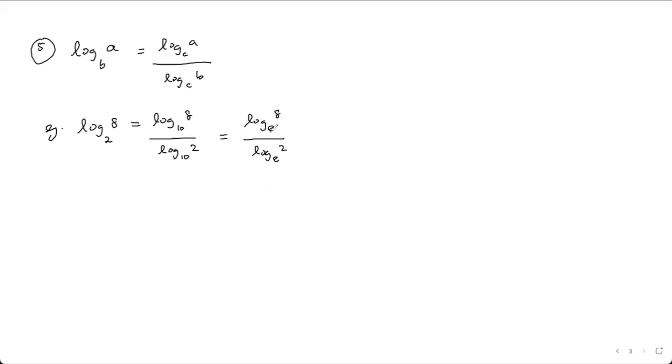Base e is also written as ln. That's the short form. Base 10 is also written as lg, so sometimes you may see lg, which is actually base 10. Any other bases, they will indicate the base. So that's the fifth rule.